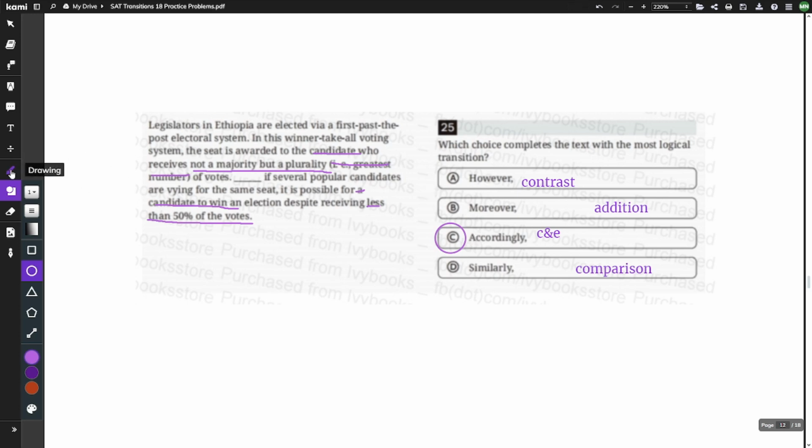It's not contrast. It's not saying two different things. It's saying the exact same thing. Same thing here. We're not adding on information. We're saying the same thing again. And the reason it's not similarly, even though these two do look pretty similar, is because similar compares two examples. But there's no other example here. It's just saying less than 50% of the votes. That's one example. There's no second example, so we can't use similarly. Our answer will be C.